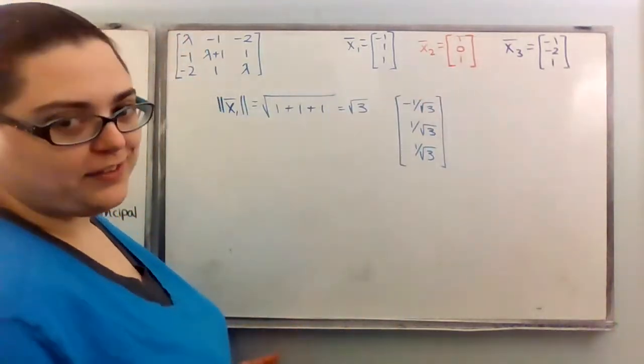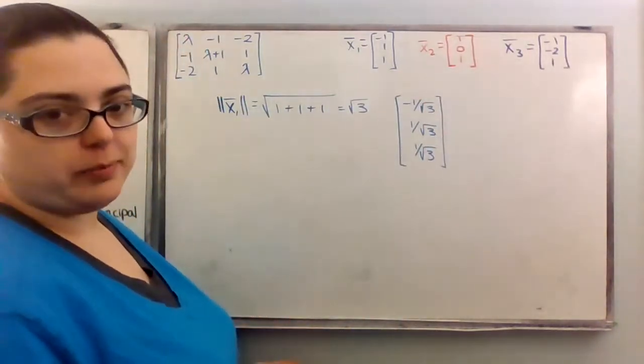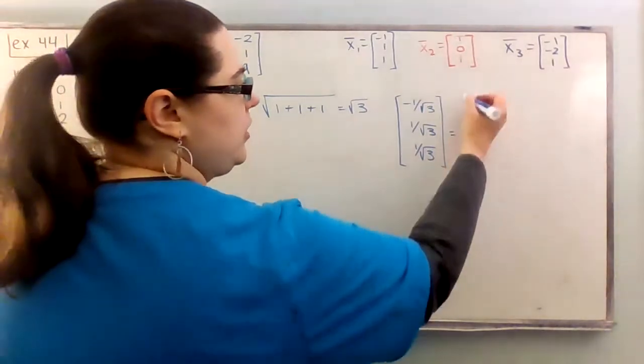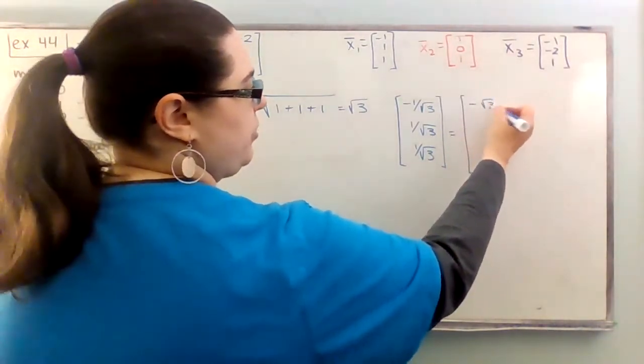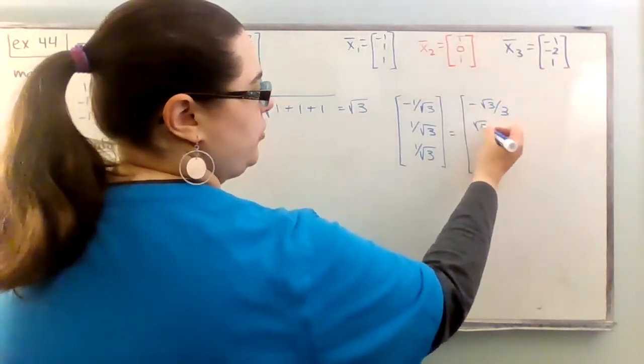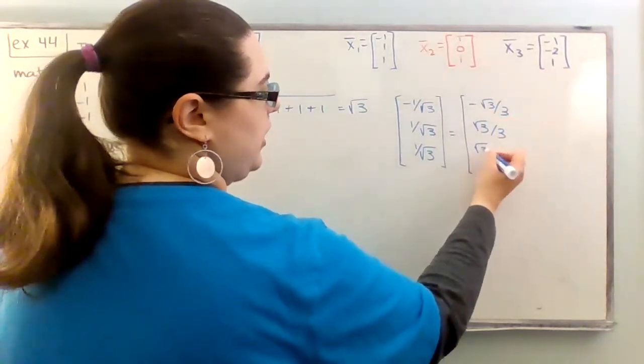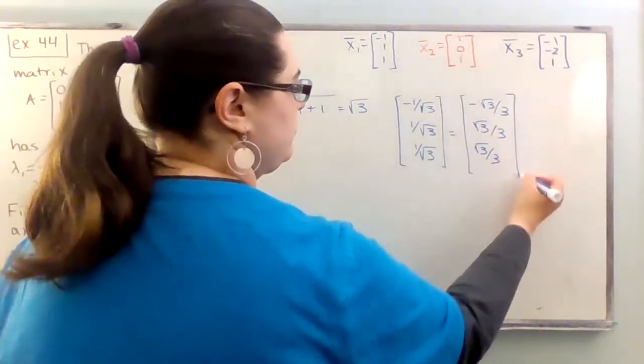But of course, we don't want to leave it in that format. We want to make sure that we can simplify our radicals. So we're going to rationalize the denominators, and that will give us a -root 3 over 3, root 3 over 3, and root 3 over 3.